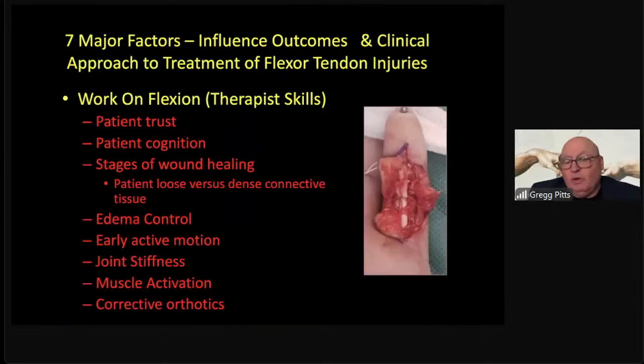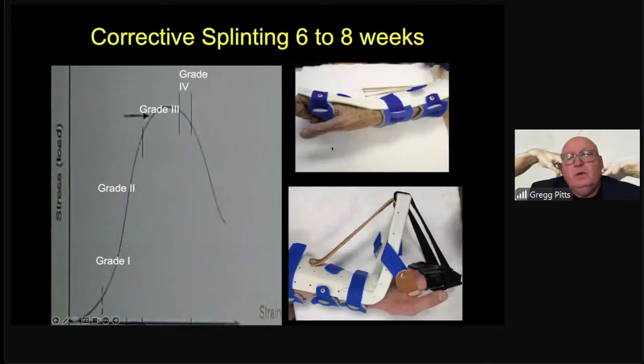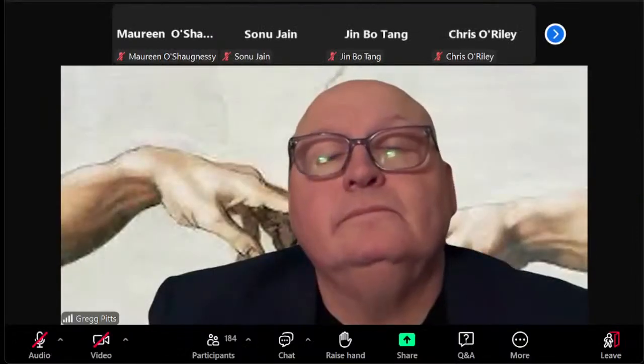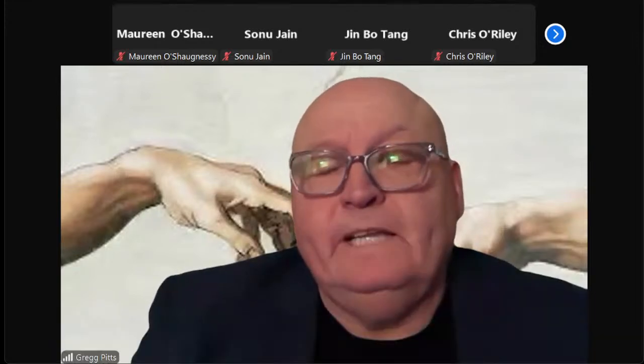Last but not least, corrective orthotics we use. We use an intrinsic stretch orthotic, lengthening at 6 weeks, and we use a static progressive orthotic to lengthen out the extrinsic flexors at 6 to 8 weeks. And that's all. Thank you.